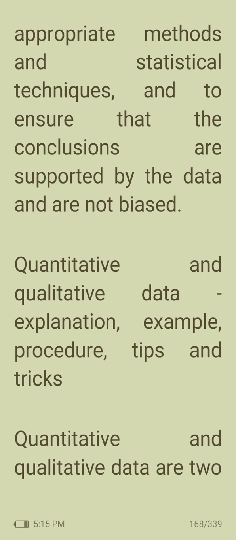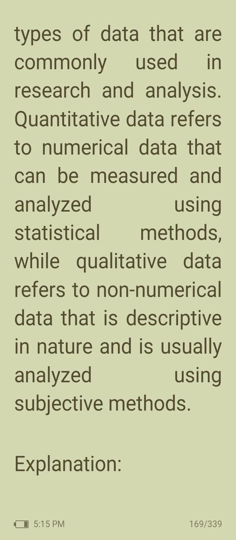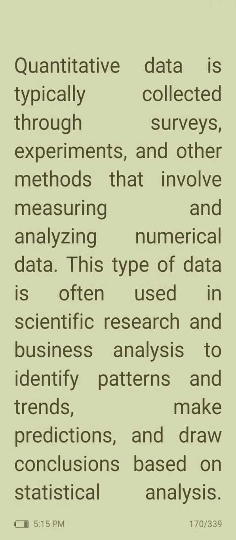Next, quantitative and qualitative data. Quantitative and qualitative data are two types of data that are commonly used in research and analysis. Quantitative data refers to numerical data that can be measured and analyzed using statistical methods, while qualitative data refers to non-numerical data that is descriptive in nature and is usually analyzed using subjective methods.